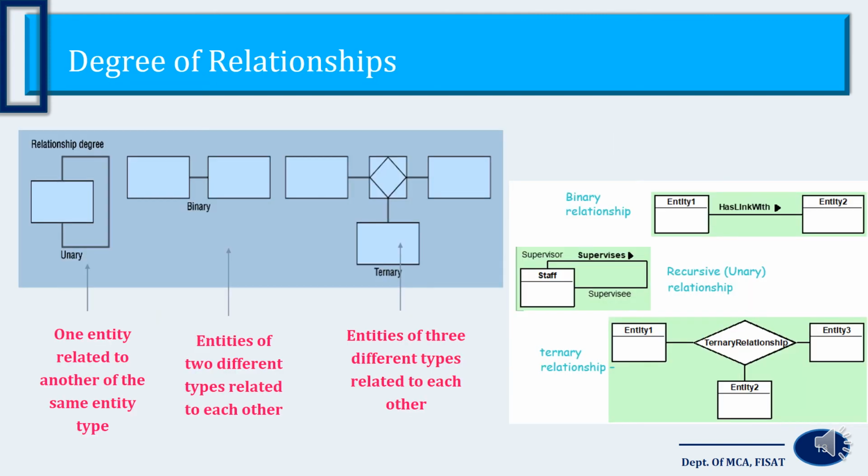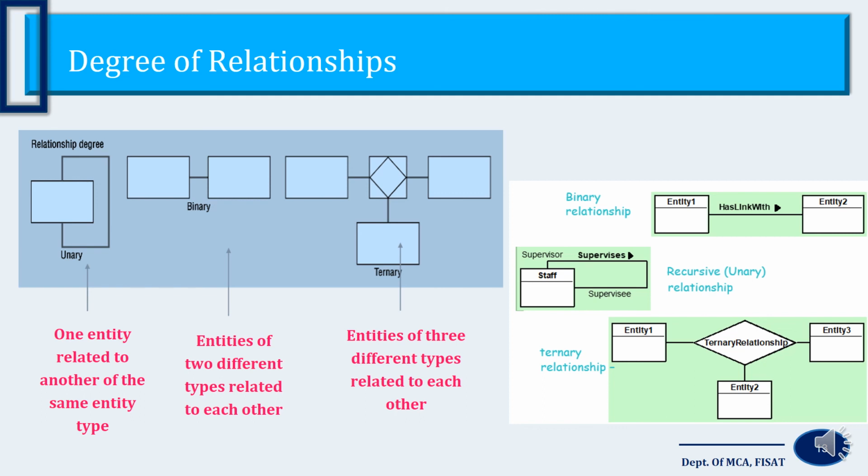The picture represents the various degrees of the relationship. In the leftmost one, only one entity is involved in the relationship, and so it is called a unary relationship. Example, a staff supervises the staff itself. So it is a unary relationship. It is also called a recursive relationship.